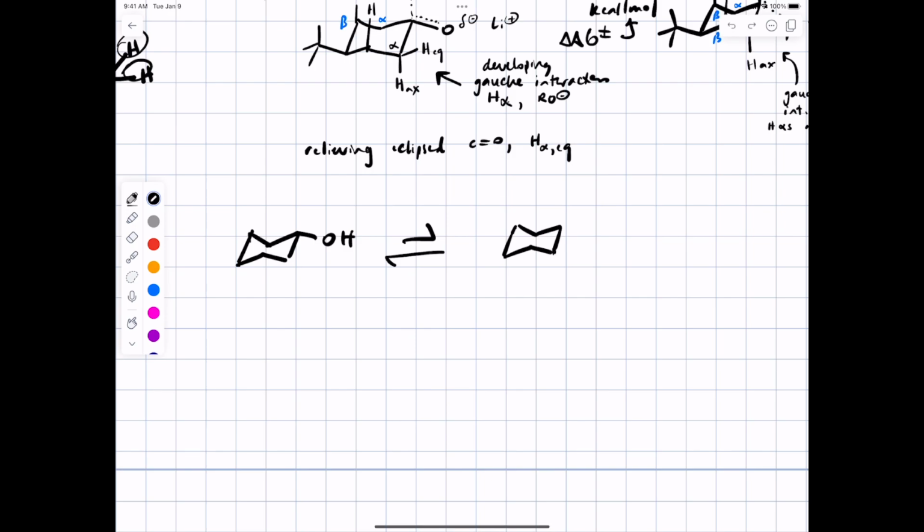I also can't stand that. There we go. That's better. Up stays up and down stays down.